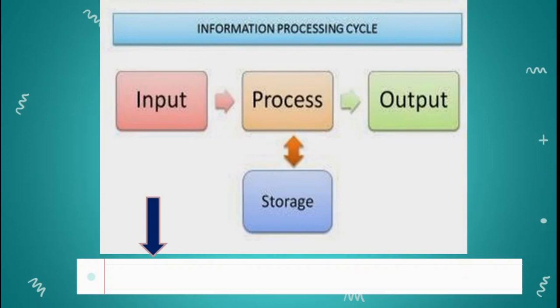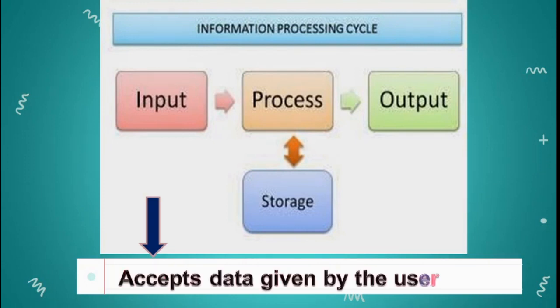Every computer goes through the following three stages, that is called the IPO cycle. IPO cycle full form is input, processing, output. So first one is input, accept data given by the user. The data and instructions which we enter using a keyboard or a mouse into a computer is called input. We can enter numbers, words, pictures or sound as input.